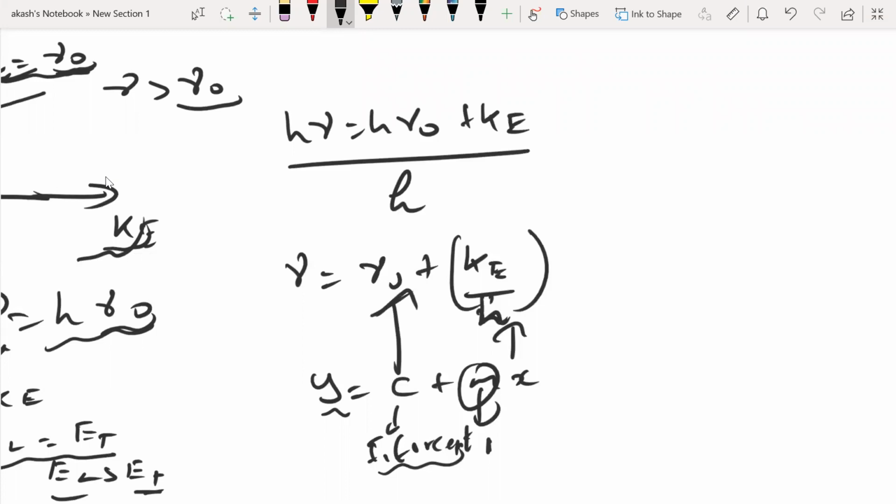Sir, but according to this, the psi is getting a different value, sir. It's h nu naught minus KE by h.